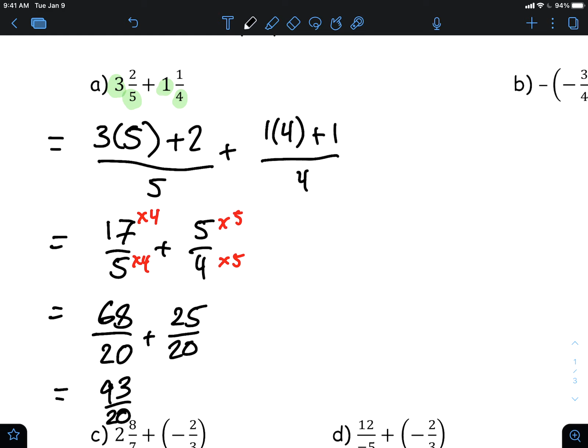And can we reduce this at all? Is there any common factor between 20 and 93? I don't think so. Yeah, 93 has a factor of 3, but that doesn't go into 20. And that's pretty much the only one that would have been helpful. So yeah, 93 over 20 is where we'll leave it.